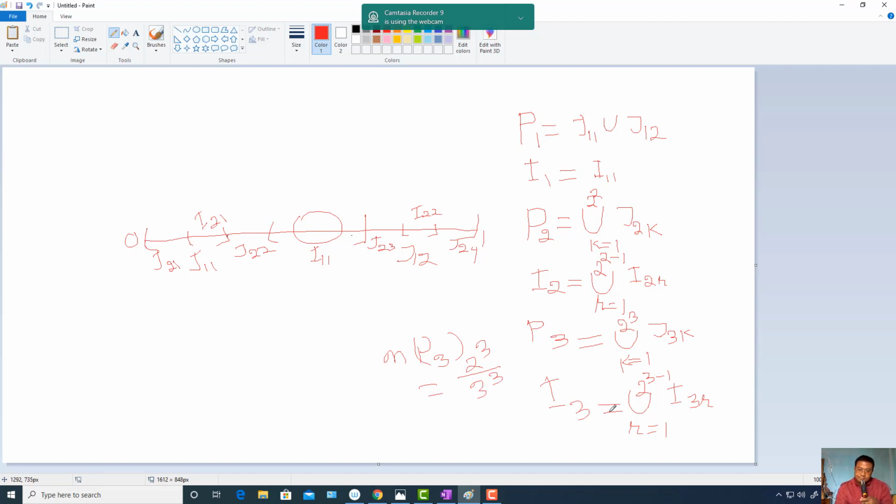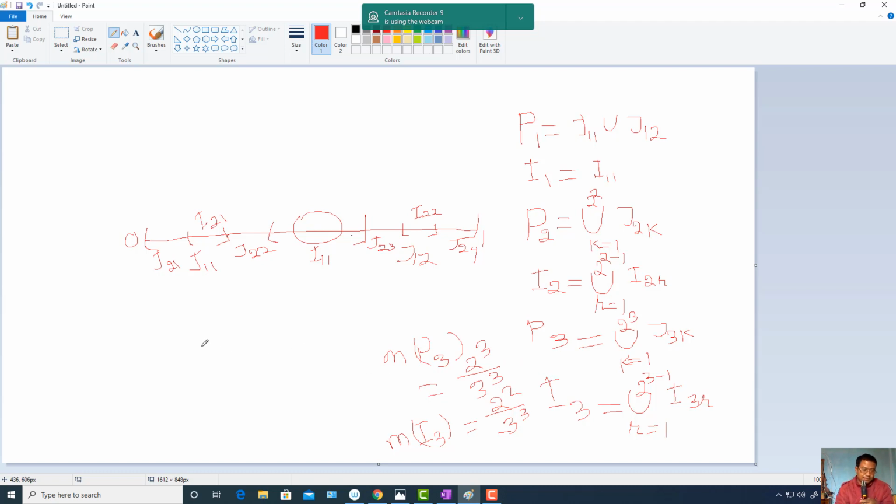Similarly here, how many open intervals are there? There are 2 to the power 3 minus 1, which means 4 intervals. Each interval has length 1 by 3 cube, that is 1 by 27. So the measure of I3 is equal to how much? 4 divided by 3 to the power 3, that is 2 to the power 2 divided by 3 to the power 3. This is the length of the removed intervals in the third step.